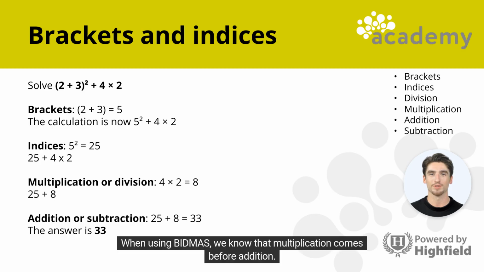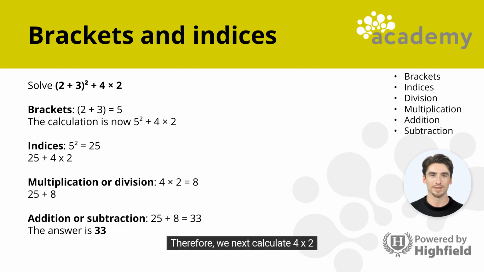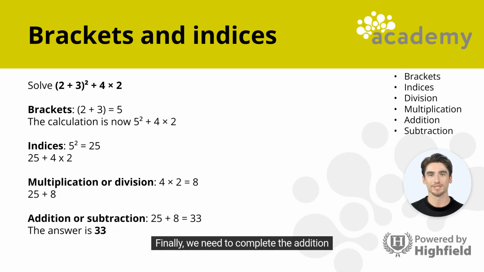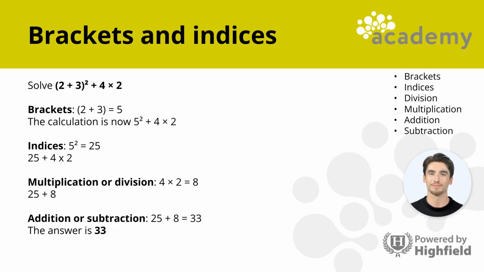When using BIDMAS, we know that multiplication comes before addition. Therefore, we next calculate 4 multiplied by 2. 4 multiplied by 2 equals 8. The calculation is now 25 plus 8. Finally, we need to complete the addition. 25 plus 8 equals 33. The answer is 33.